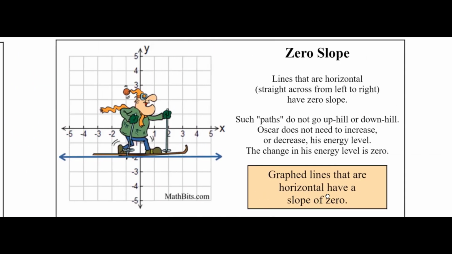What about here? This is a horizontal line. You don't need to go up. You don't need to go down. It's only a horizontal line. You go in this direction. In this case, the slope here will be 0.